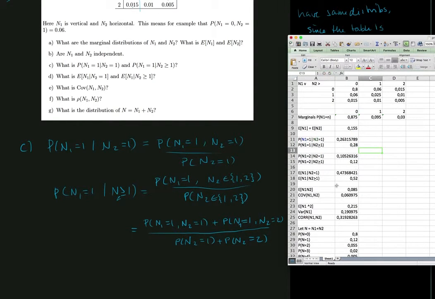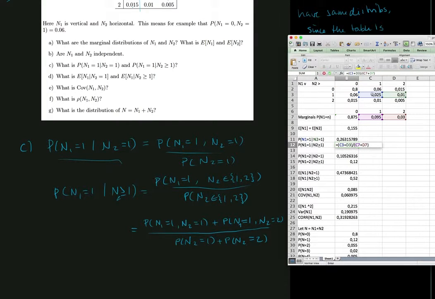We can calculate that pretty easily by looking at Excel once again. So what we need for this conditional probability is the joint probability, which comes from the table, and we will divide with the probability that N2 is equal to 1, which comes from the marginal probability. So that is 0.26. And then for the second conditional probability, you see that we have to add some stuff together.